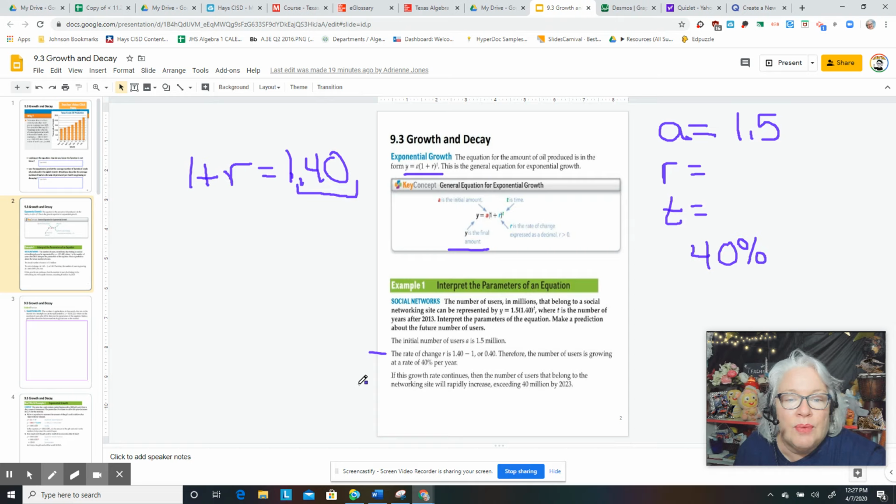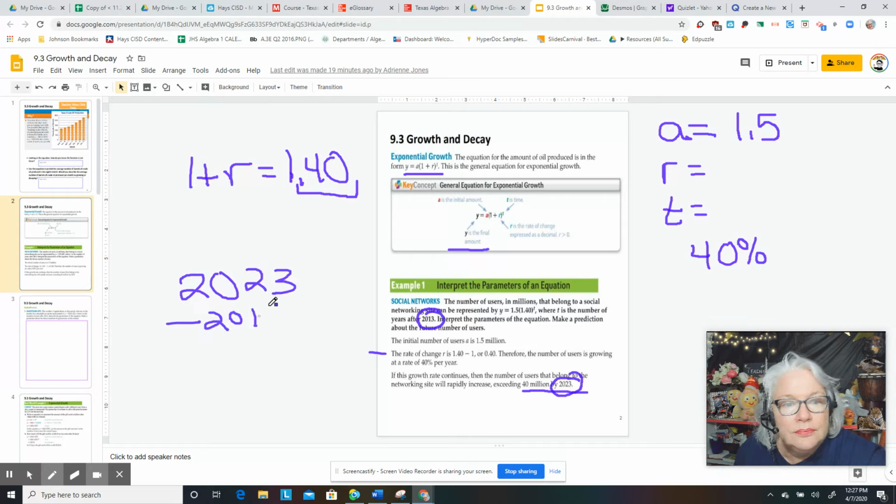If this growth rate continues, then the number of users that belong to the networking site will rapidly increase, exceeding 40 million by 2023. How did they get that? 2013. We are looking for 2023. How many years is that? 10 years. So we would plug T as 10 into the formula, and that would be the answer.